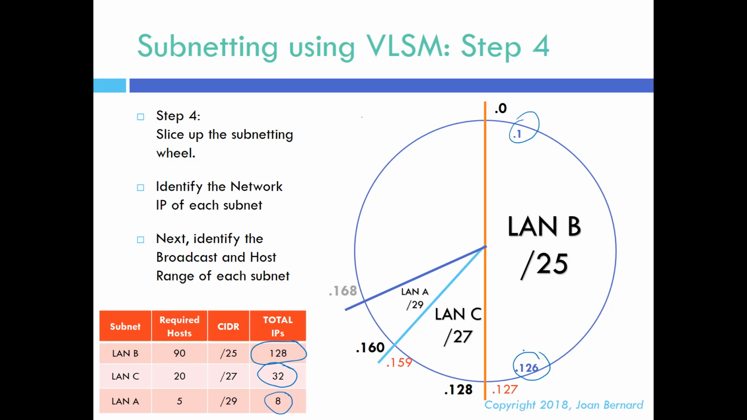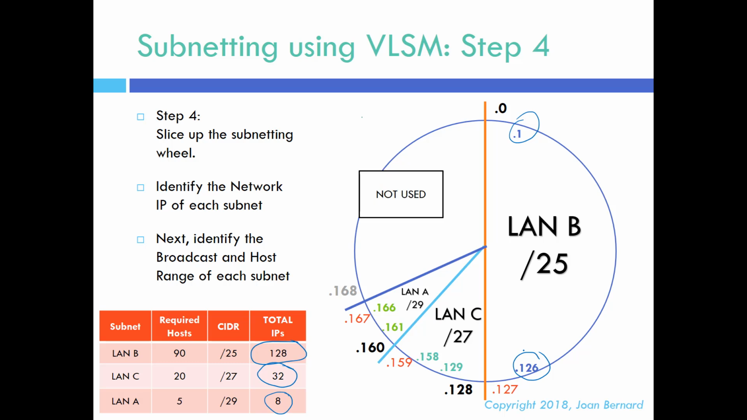In LAN C, my broadcast is 159. That means my host range would be from 129 to 158. LAN A, my broadcast is going to be 167. And the usable host IPs between that would be 161 through 166.